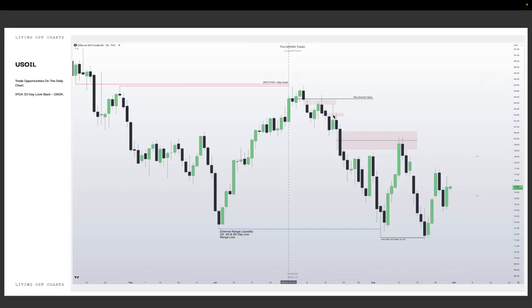Fair value gap here holds, trades lower into the 20-day low. We have one more run higher into consequent encroachment, 50% of this FVG, before one last run lower for the sell side liquidity. And this is actually the move we called in the Discord group here.